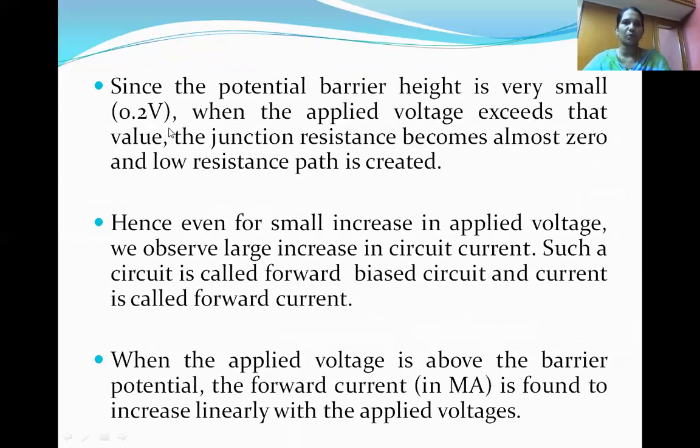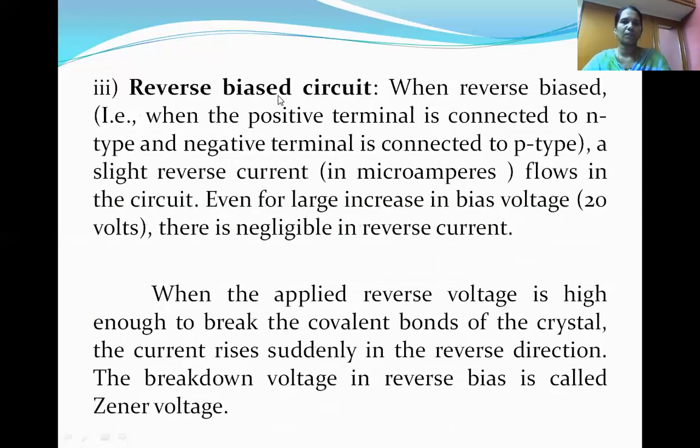value of 0.2 volts, then the junction resistance becomes almost zero, hence a low resistance path is created. So even for a small increase in applied voltage, we observe a large increase in circuit current. Such a circuit is called forward bias circuit and the current is called forward current. When the applied voltage is above the barrier potential, then a high current will be developed in forward bias. Now we'll see about reverse bias circuit.